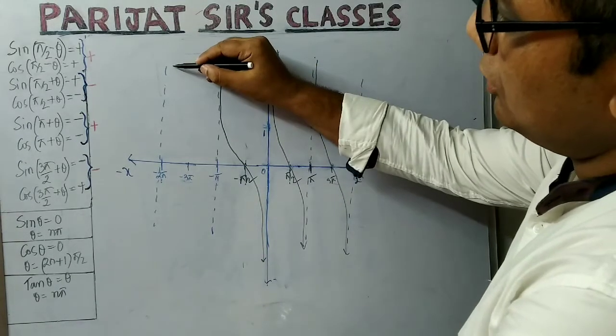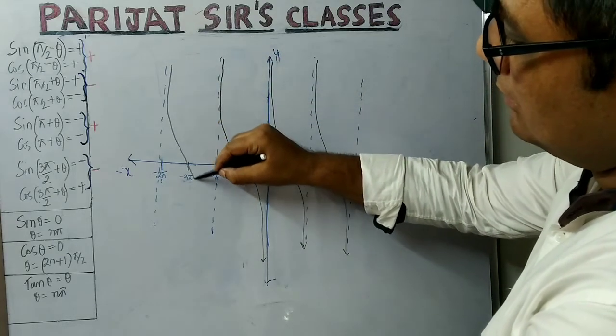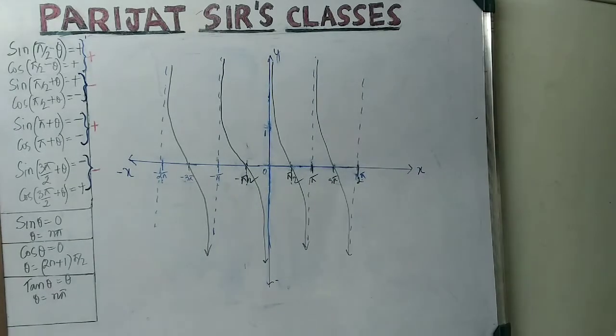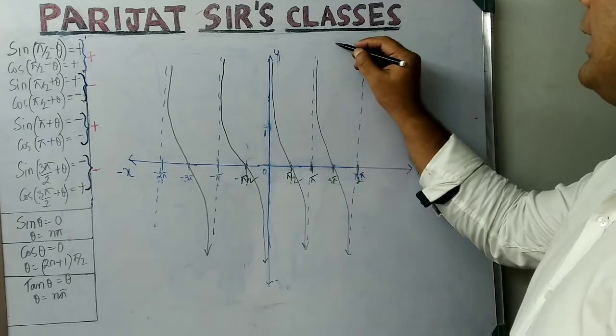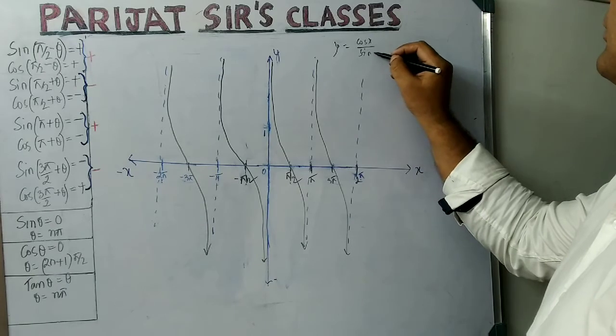So friends, I am trying to draw freehand as smooth as possible. Okay, so let's now explain the graph to you. y equal to cot x, which is cos x by sin x.